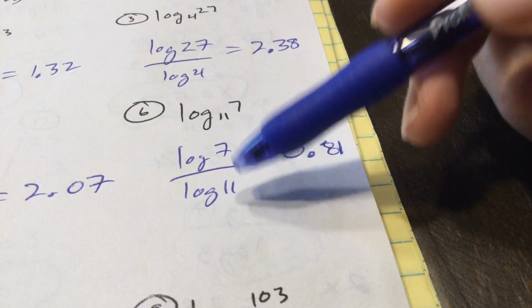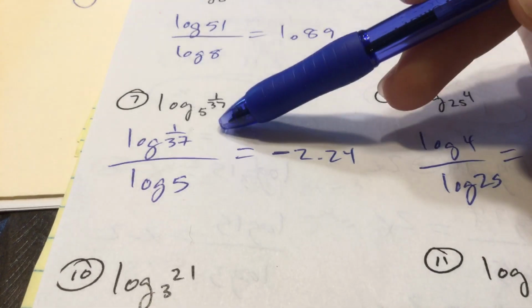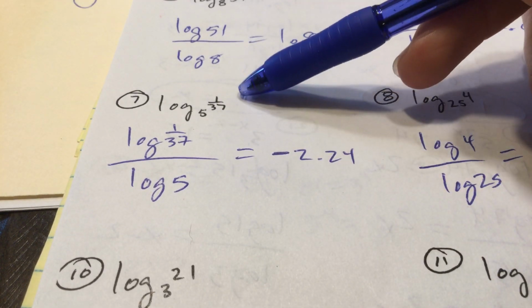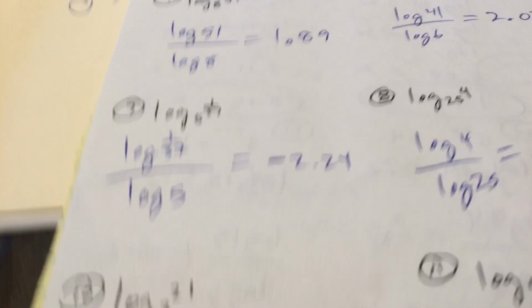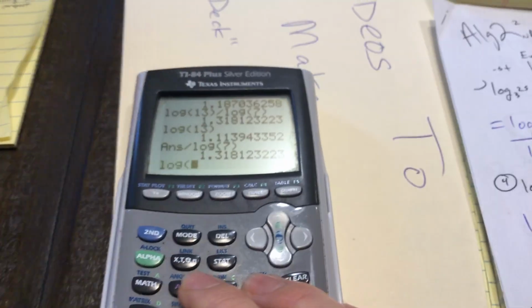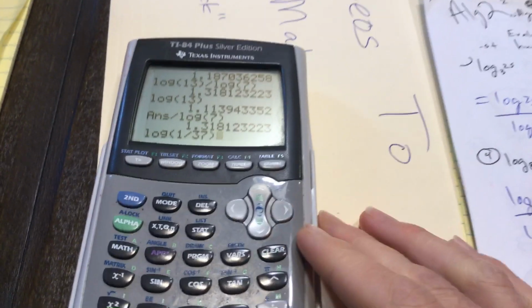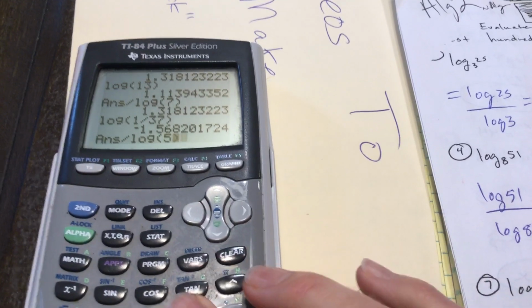Again, the base is always in the bottom. This is how we get a negative. If you start with a number bigger than 1 and end with a number less than 1, you had to have raised it to a negative power. Here's how I would type it in the old calculator, because some of you might not be using the ones in my class. I would do log of 1/37th, divided by log of 5.